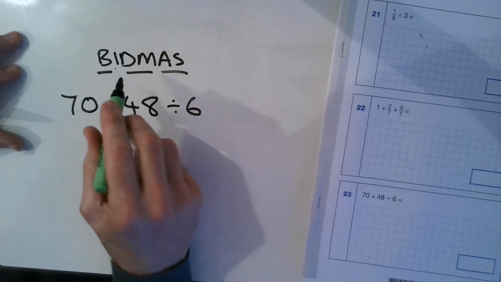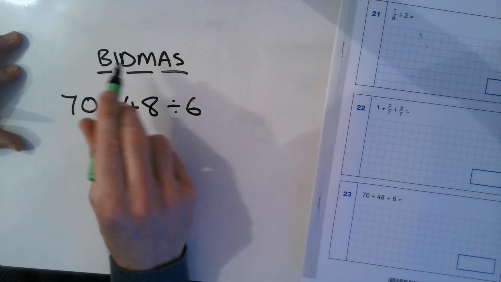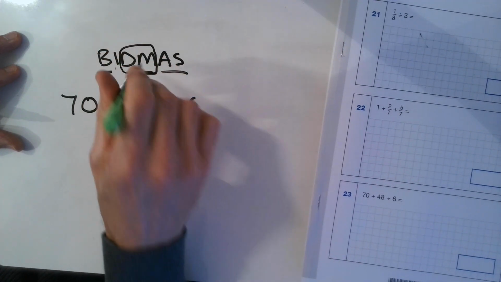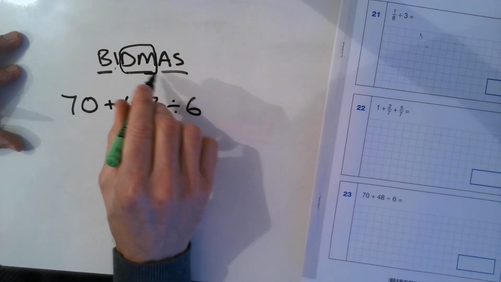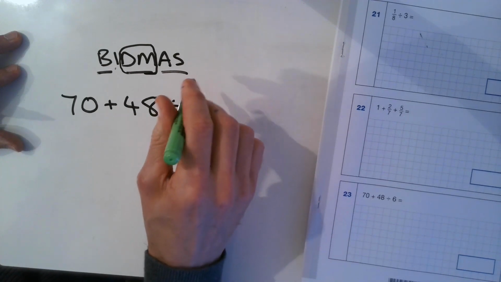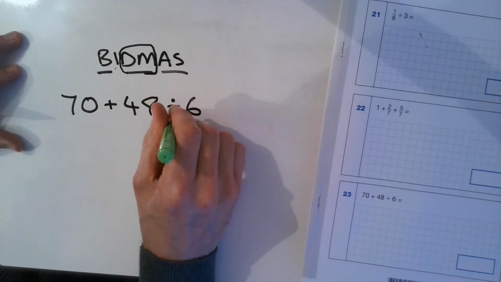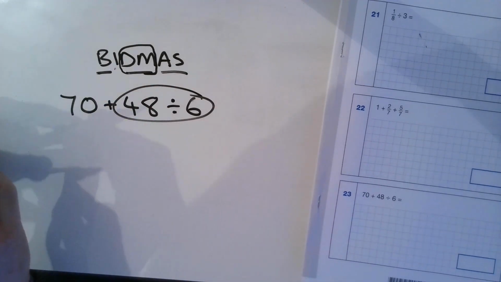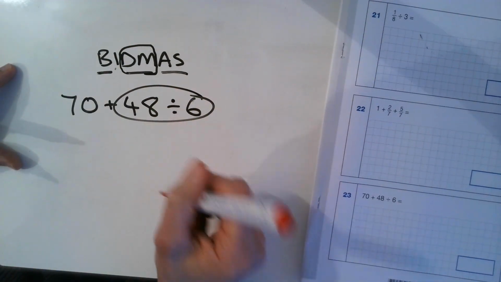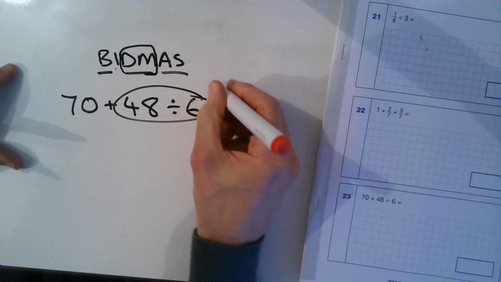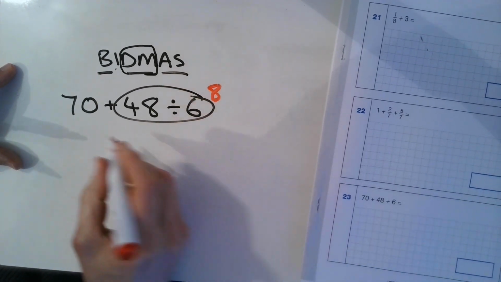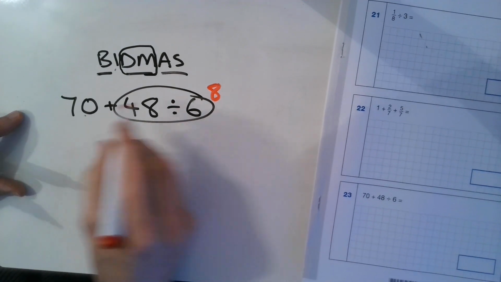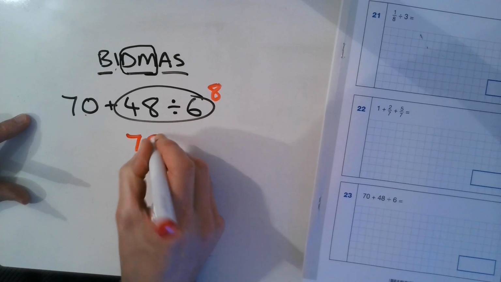So brackets always come first, and then division or multiplication. There's an equal weighting. So neither of those is more important than the other, but division and multiplication always come before addition and subtraction. So 48 divided by 6 first of all. So 48 divided by 6 is 8, and then we just have 70 add 8, so that's 78.